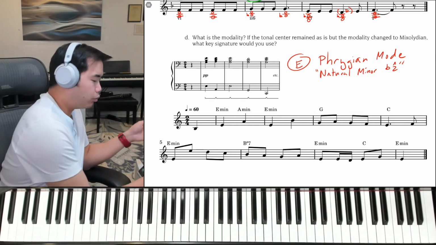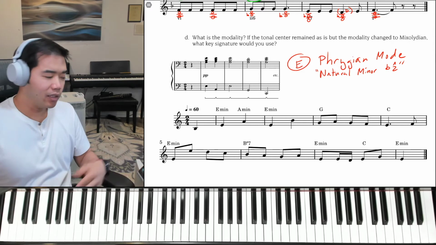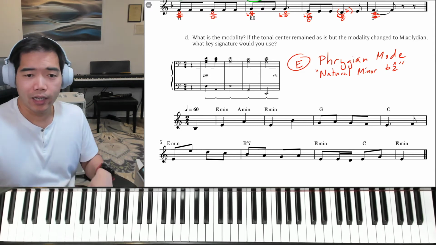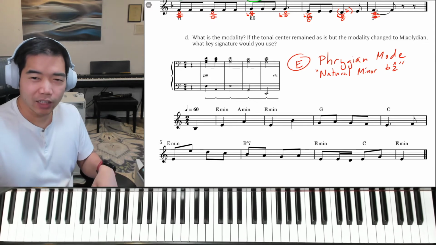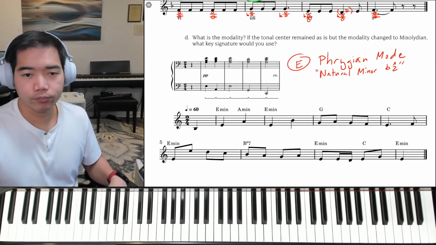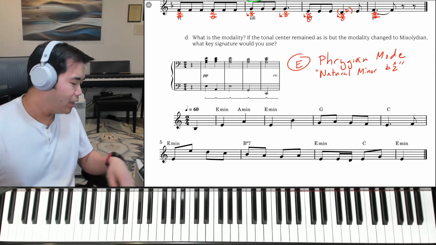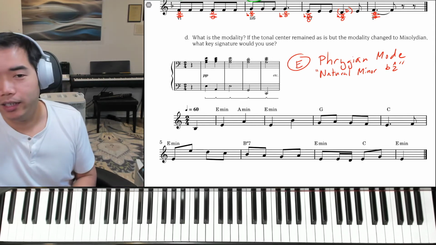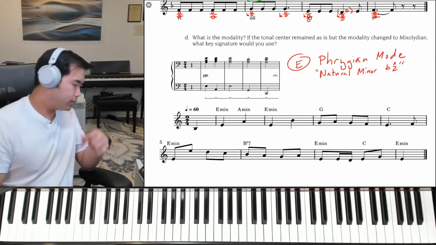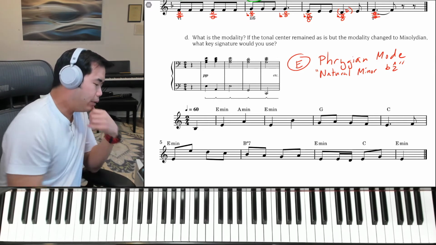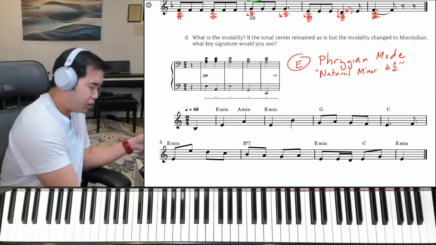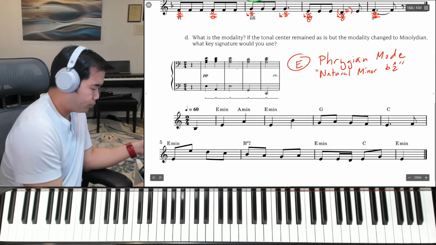So if your tonal center was E, and it was E mixolydian, you would have F sharp, C sharp, G sharp, which would look like A major, the key of A major, but actually in this case be E mixolydian. So that's how you'd figure that out. We're not going to play this in E mixolydian, we're just going to play this in E Phrygian without any sharps. Now in this case, you don't even have to think about the fact that it's an E Phrygian, you just have to play the chords.